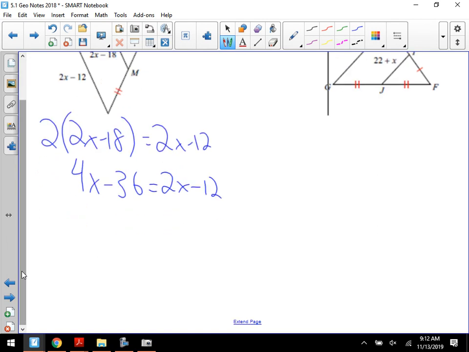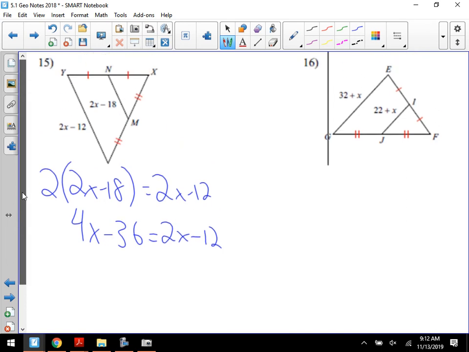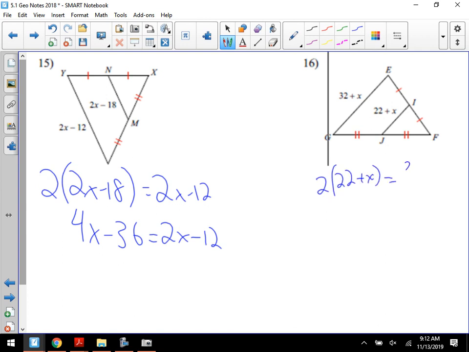Did you get 12 on this one? And then the last one, double the mid-segment. Yes. So let's see, 44, 2x, 32. Subtract. Did you get negative 12 this time?